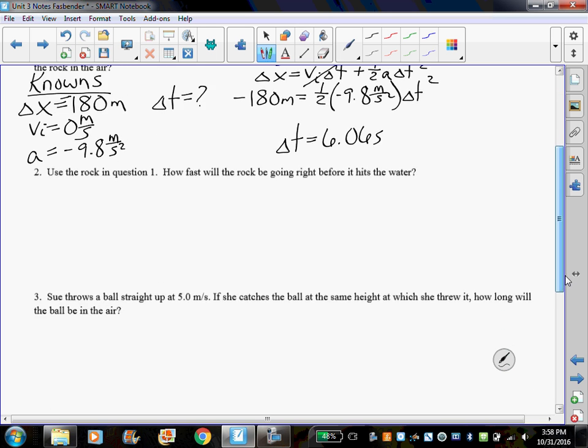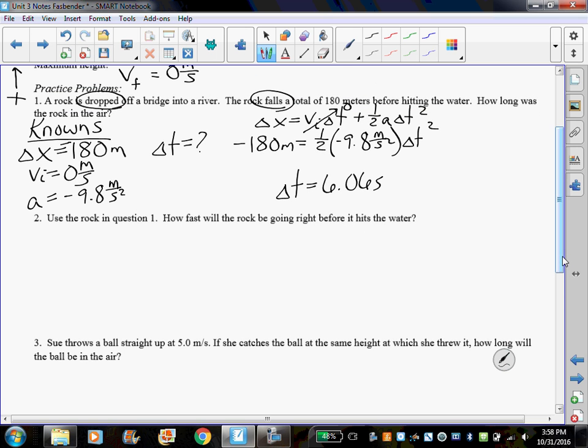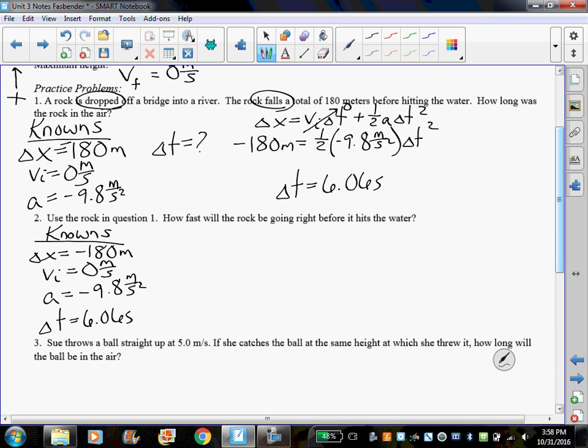Let's do problem number 2. Oh, actually, problem number 2 is an extension of problem number 1. Using the rock in question 1, how fast will the rock be going right before it hits the water? So when we write out the knowns for this problem, we already have a bunch of knowns. We know that our delta x is going to be negative 180 meters. We know that the initial velocity of this rock is 0 meters per second. We know that the acceleration is going to be negative 9.8 meters per second squared. And now we know that the time that the rock is in the air is 6.06 seconds. And ultimately, we want to find how fast that rock is going when it hits the water. So we want to know what our final velocity is.